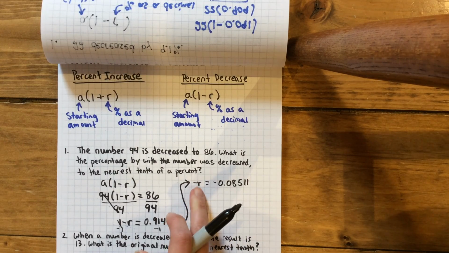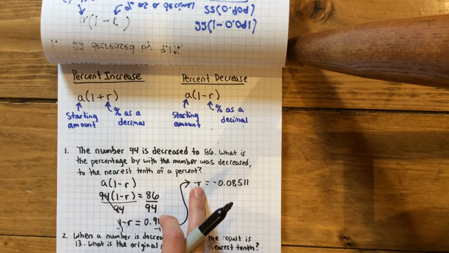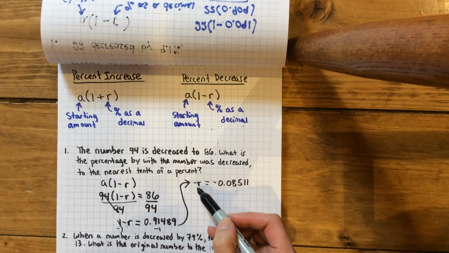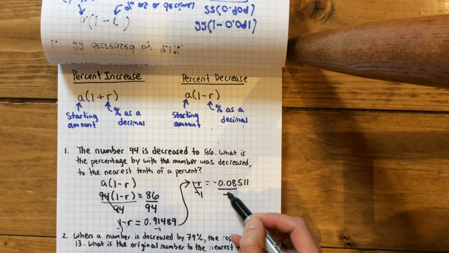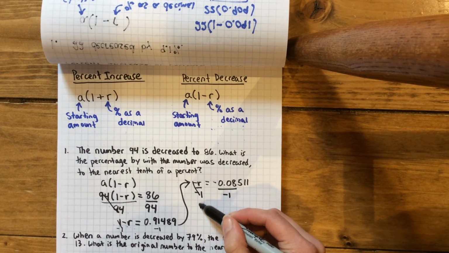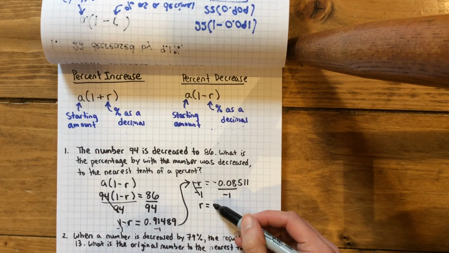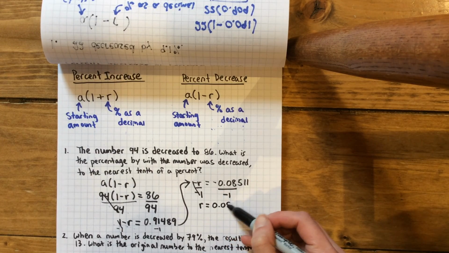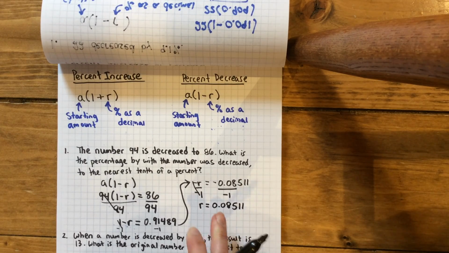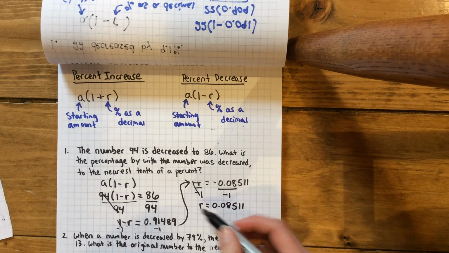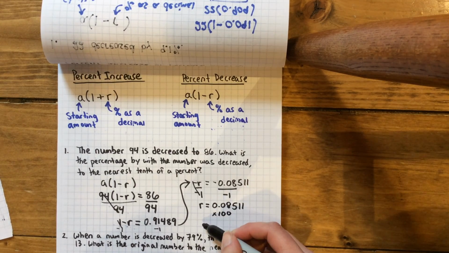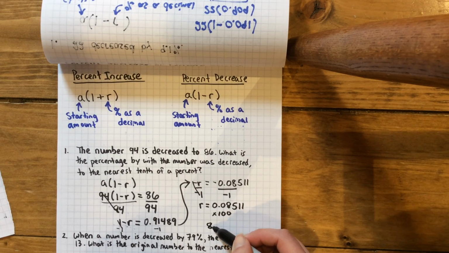0.08511. Now I don't want negative R, I want positive R. So this means that there's a negative 1 being multiplied by R. So I'm going to divide this side by negative 1, divide this side by negative 1. So R is equal to 0.08511. R is our percentage as a decimal. Well, I want to put it back into percentage form, so I'll multiply this by 100. So I'll get 8.5%.